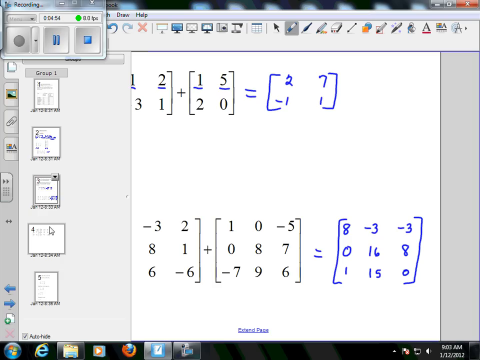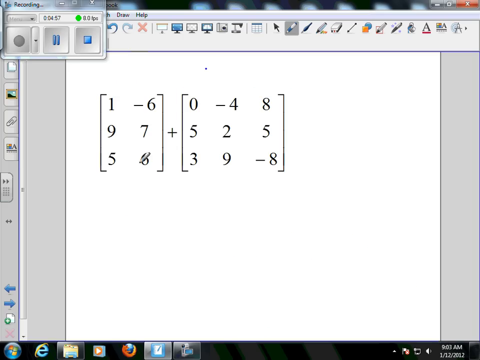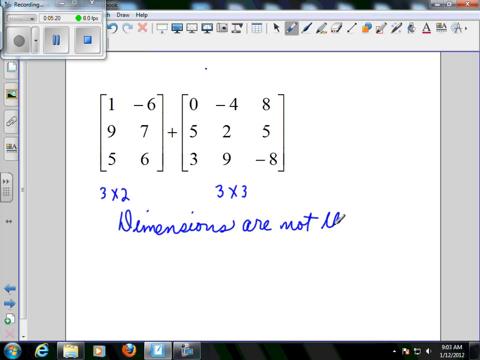Okay, so let's move on to the next one. Now, you're being asked to add together, let's see, this is 3 rows, so a 3 by 2 matrix, and this is a 3 by 3, 3 rows and 3 columns. The dimensions are not the same, so you cannot add them. So we'll say that this cannot be done.